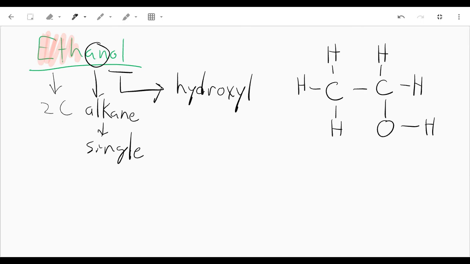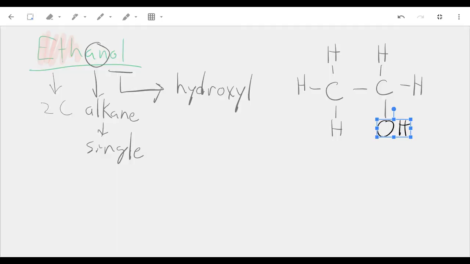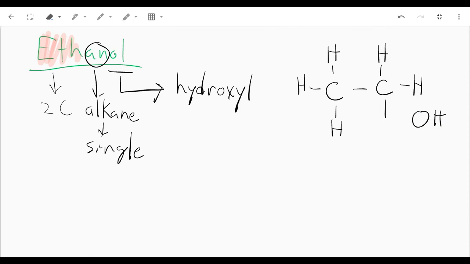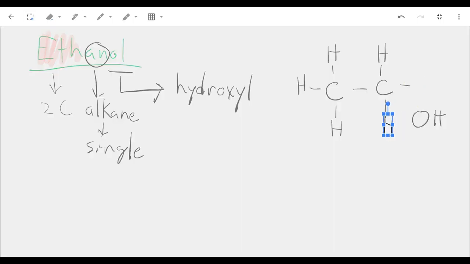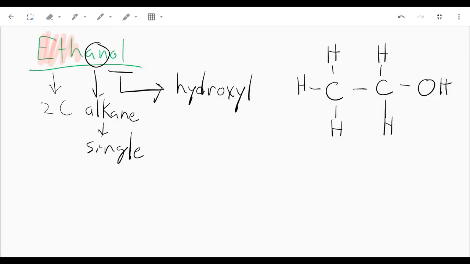Now, a common way that we'll write this is we won't show a bond between the oxygen and hydrogen. We'll just write the oxygen and hydrogen right next to each other. So the OH group is almost written as if it's a single atom, even though it's not. And it doesn't matter which of the hydrogens you replace with the OH group either. You could just as easily move it over here, and this is 100% just as valid as putting it where I initially put it.